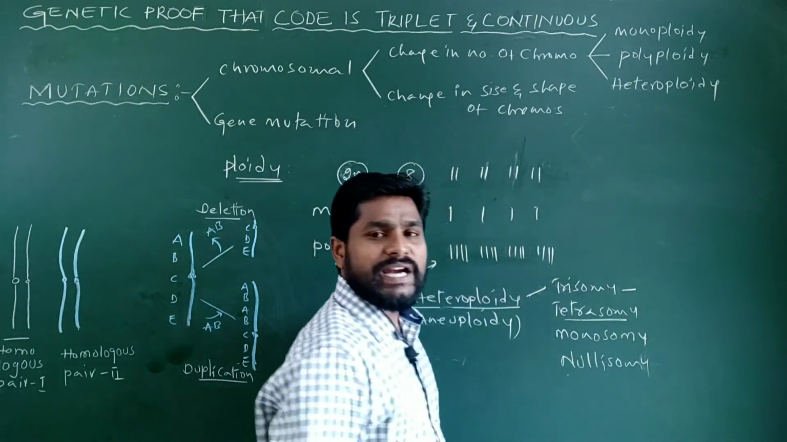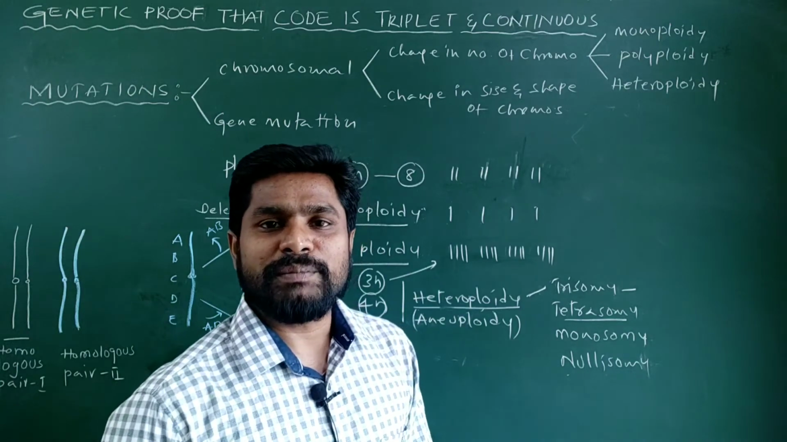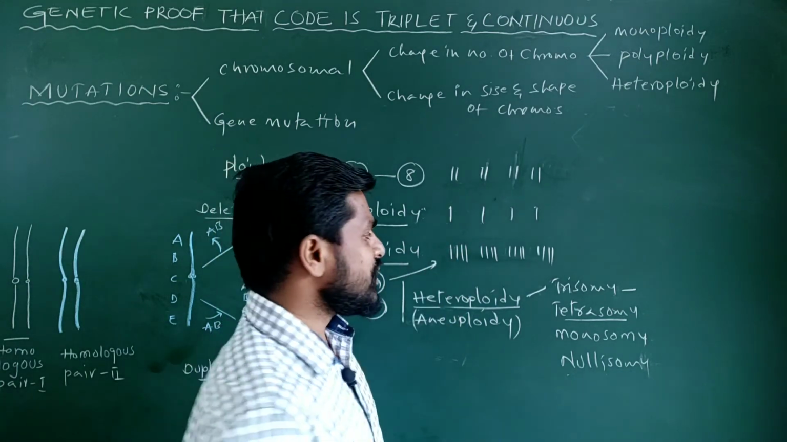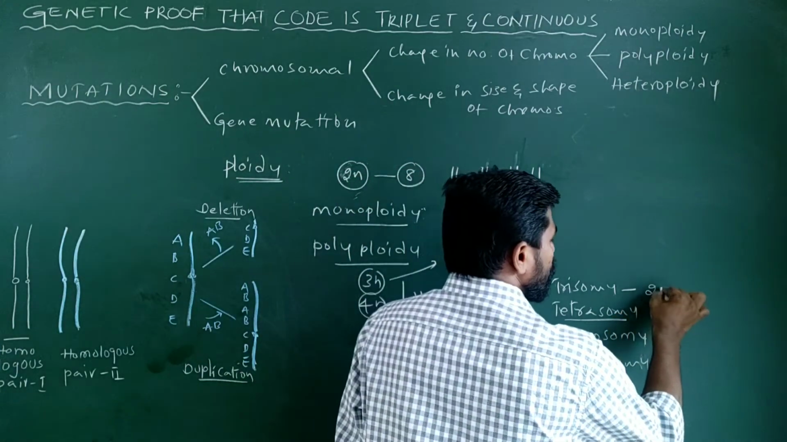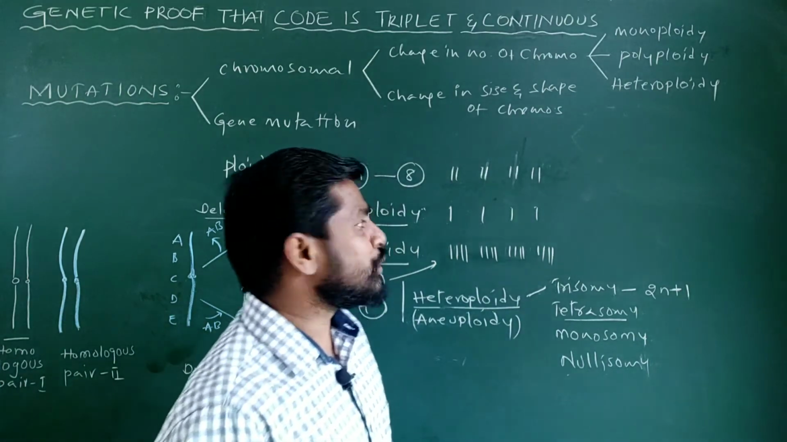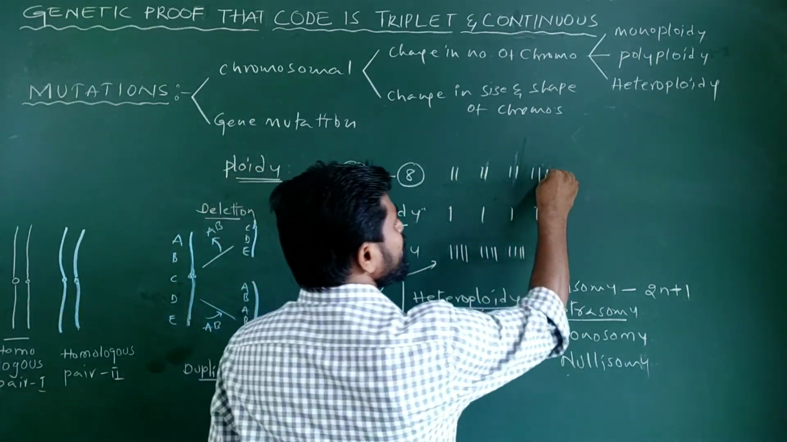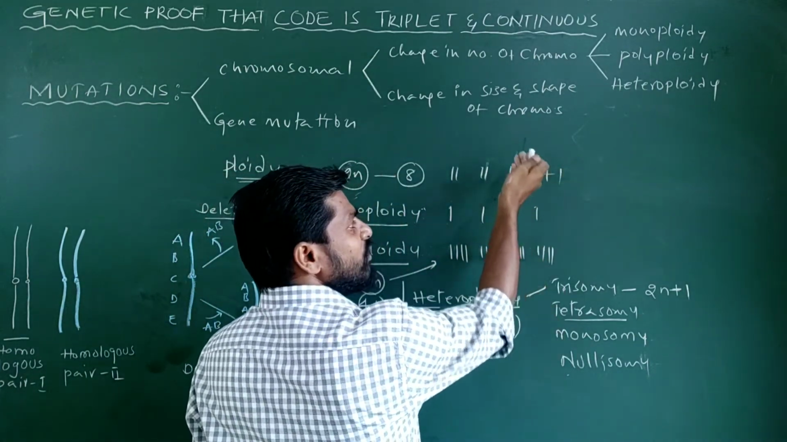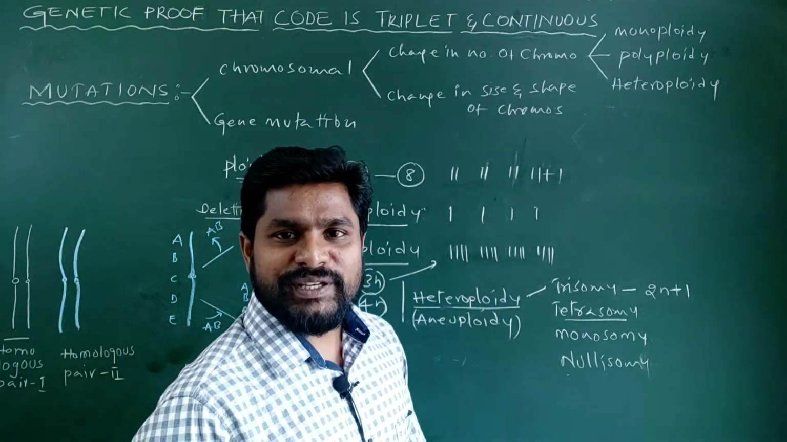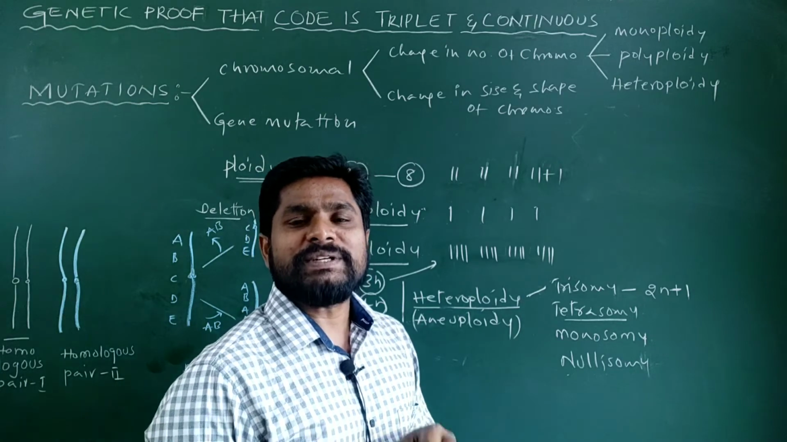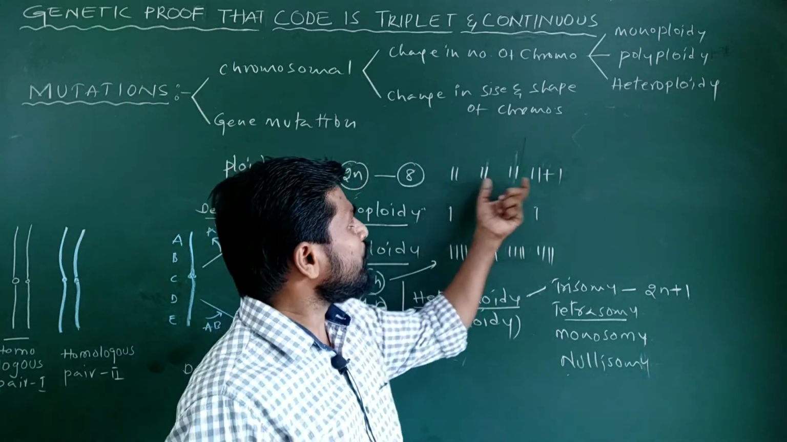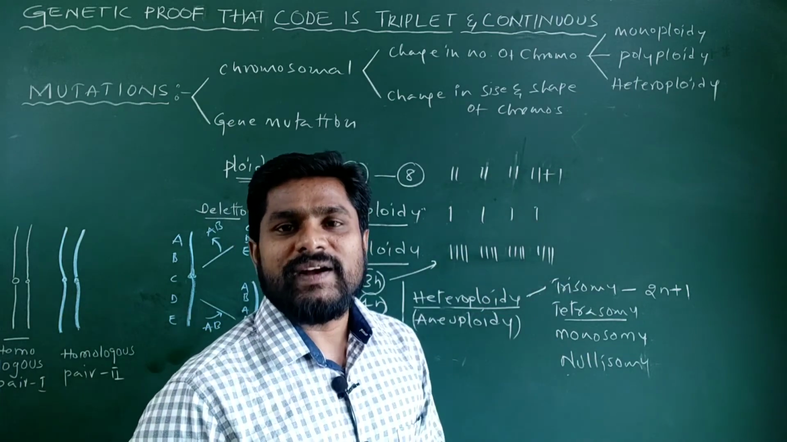Trisomy is nothing but the addition of one chromosome to the complete diploid set of chromosomes of an organism, which can be represented as 2n plus 1. This additional chromosome may be a copy of the fourth chromosome, or a copy of the third chromosome, second chromosome or first chromosome, which means the number of possible trisomics in an organism is always equal to the haploid set of chromosomes of an organism.